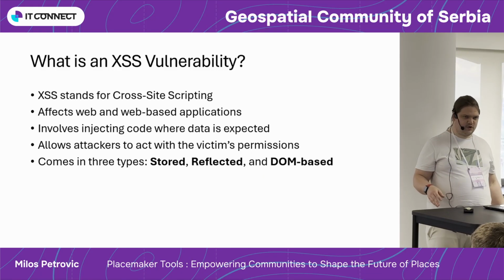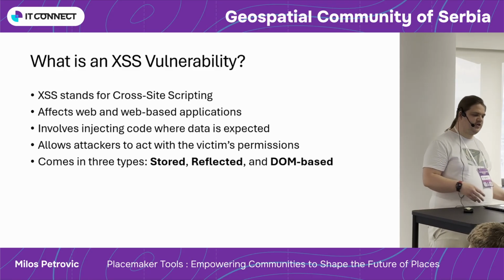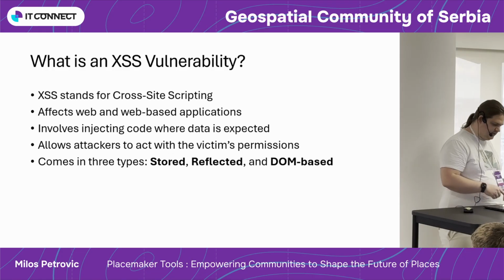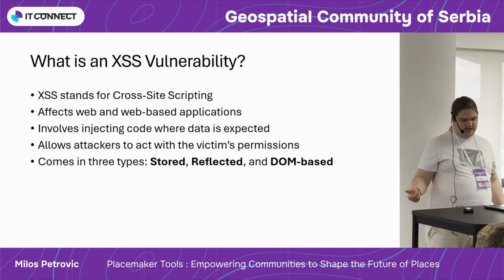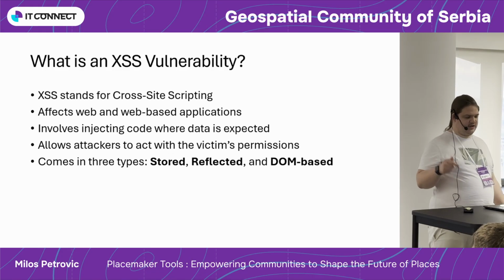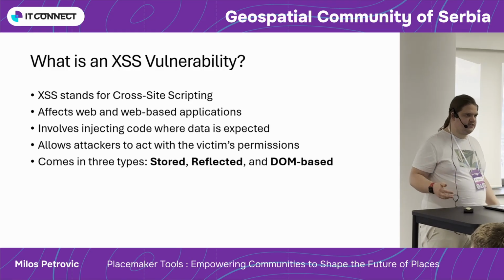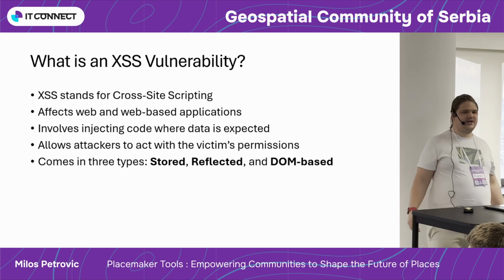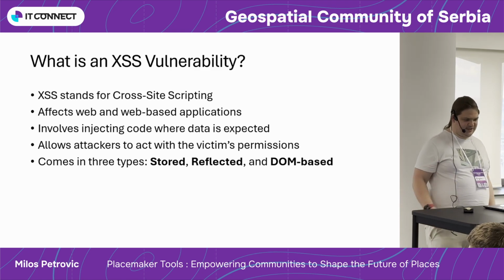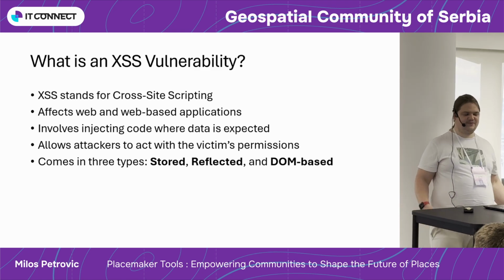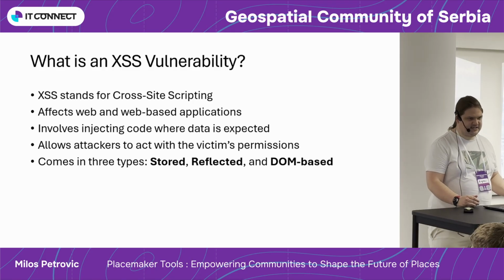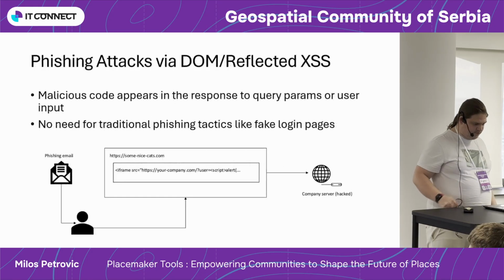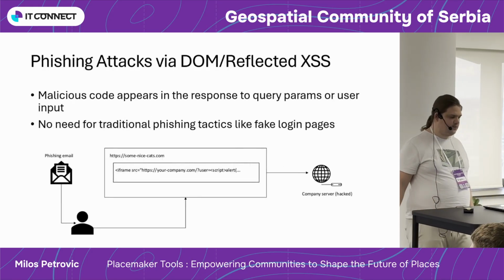And how it works: there is data, and it's being misinterpreted as code, and the browser actually executes it. This allows an attacker to do something with your permissions, like drop a database on production or change everyone's name to John, or do anything they want. XSSs can be stored, reflected, and DOM-based. Let's deep dive into what types of XSSs exist.